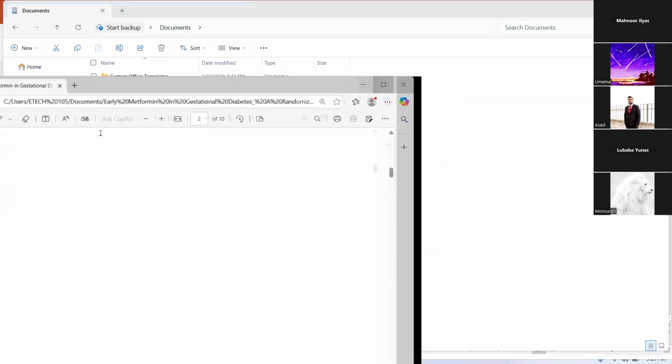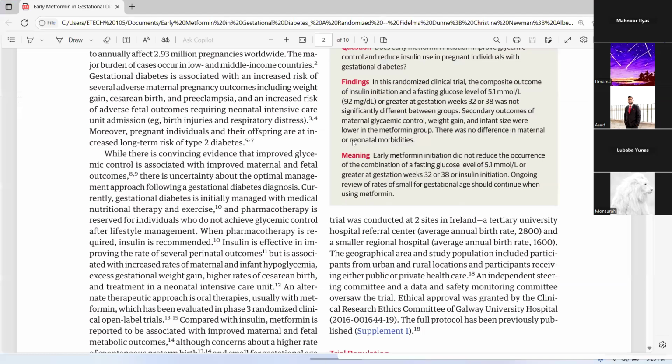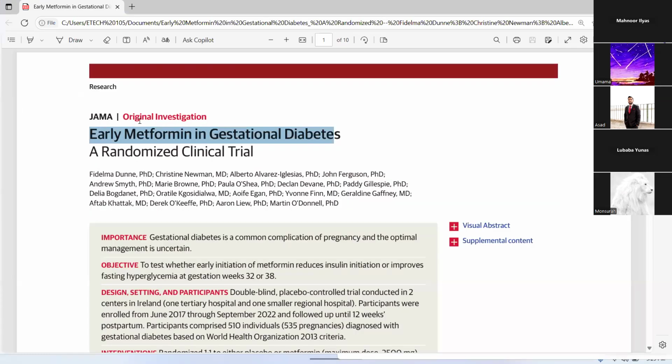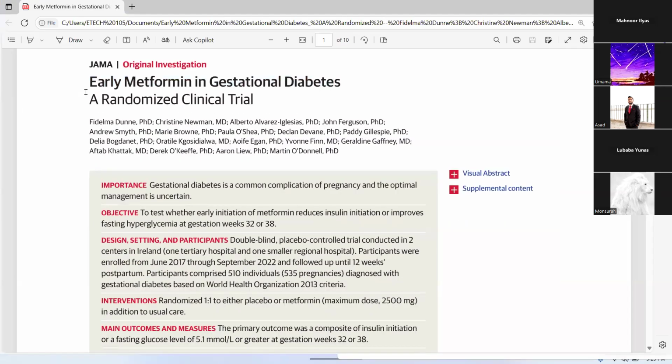Okay, focus on the title of the study. My title is Early Metformin and Gestational Diabetes, a randomized control trial. So, what did I get from this? My intervention is any drug mentioned in the title. Now I'll tell you about two different types of controls, so it will be clearer. My intervention is metformin, my patient population is those with gestational diabetes, and my S, the study design, is randomized control trials.